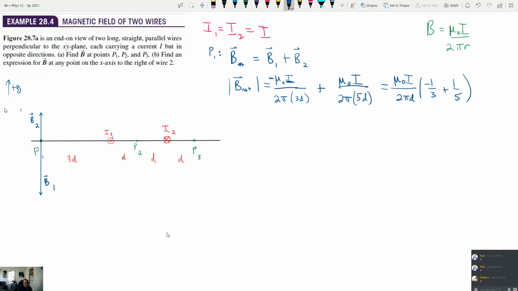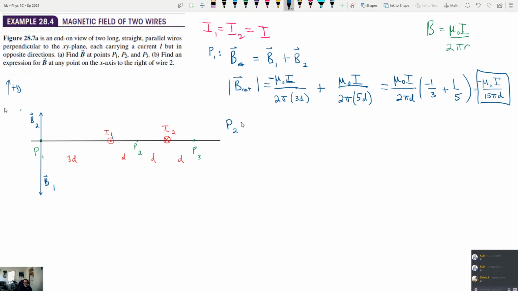You don't have any questions? So a fifth minus a third is going to be 5 minus 3. No, 3 minus 5 over 15. So 2 over 15. So I think this whole thing is going to be equal to... Is that right? Okay. So that's the magnetic field at point P1.